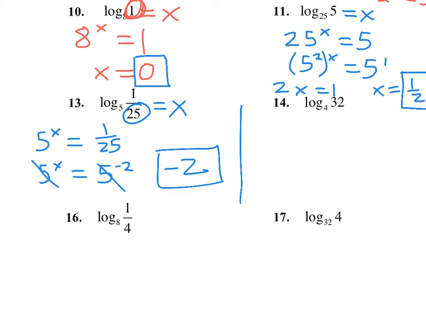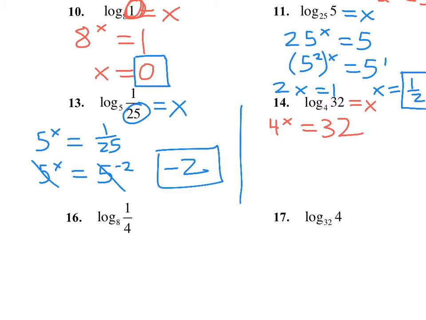Okay, on number 14, we're going to have to change both. We're going to have to break down both numbers. So first I rearrange it. I put it in exponential form. 4 is the base. Exponents are always on the other side of the equation as the log. 4 to the x equals 32.